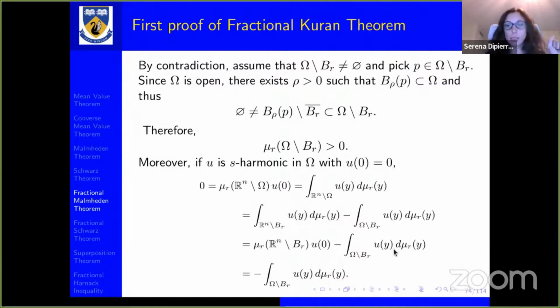And this is the same. And then U of 0 is equal to 0 again. So I don't have this term. So I end up here. And now if you remember, the idea of Courant was to choose a good harmonic function.